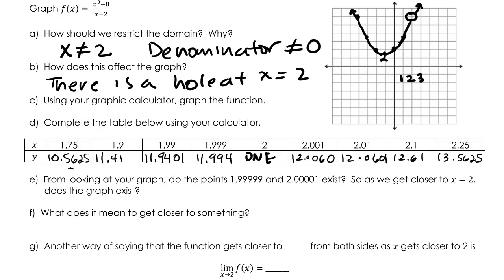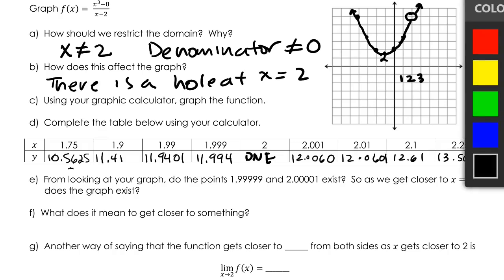Okay, I went ahead and filled this in. Let's go from the left. If we start over here, you can see that the data starts at about 10.5 if you're at 1.75. Let's get a different color here. Okay.